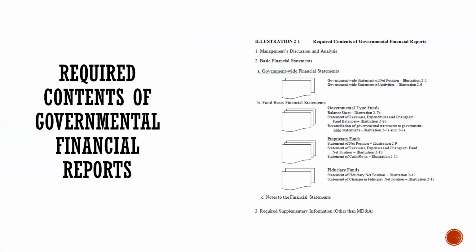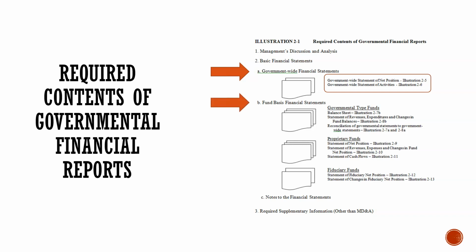So you've seen this slide before, and we're just going to do a quick reminder that, remember, we do 2 types of reporting, right? We're going to do the government-wide financial statements, and you'll see these 2 names right here, the government-wide statement of net position and the government-wide statement of activities. Those are like your income statement and your balance sheet. We'll talk about those again later.